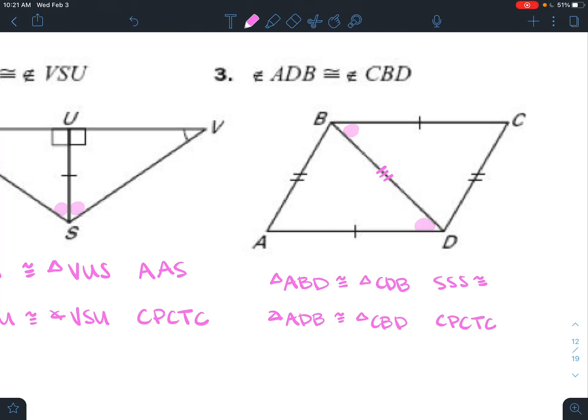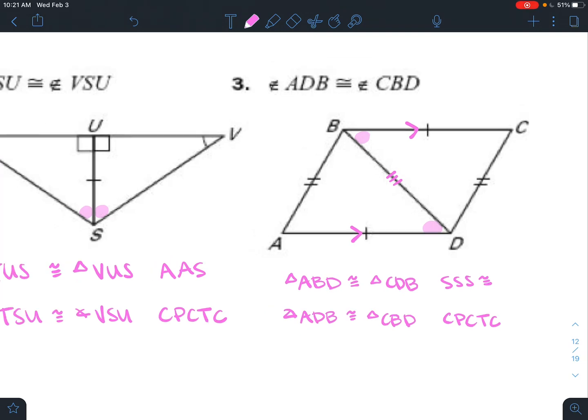Now you can tell from this that once I prove some angles congruent, I could even take it a step further and prove that I have some parallel lines in both directions, in which case we use that converse. If alternate interior angles are congruent, then lines are parallel.